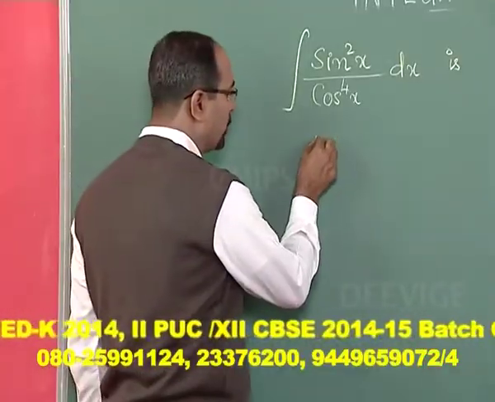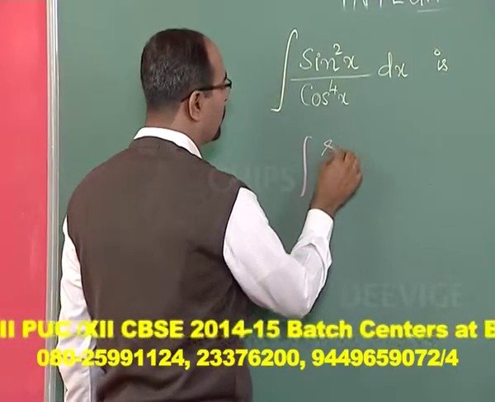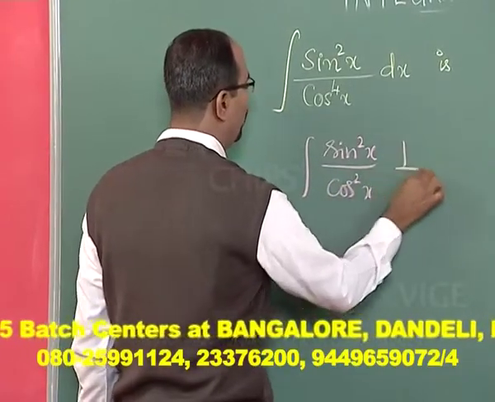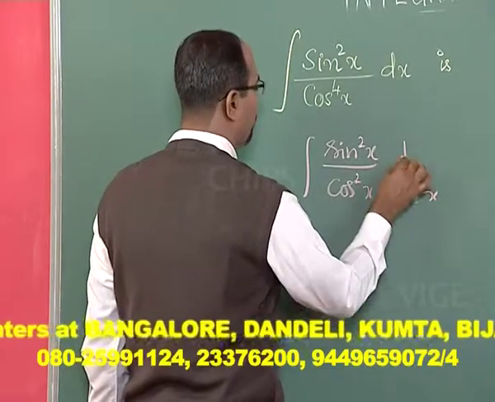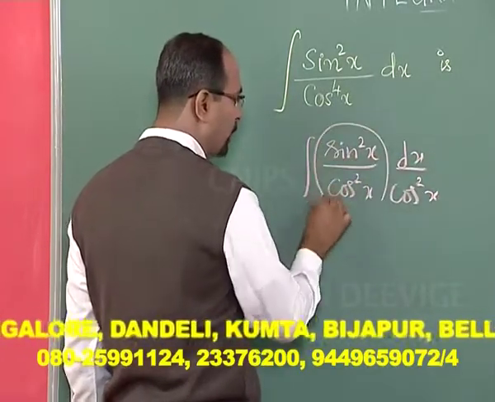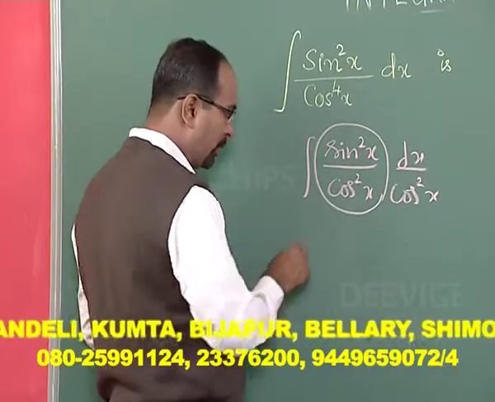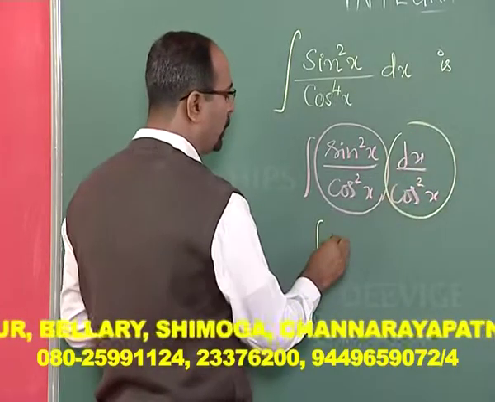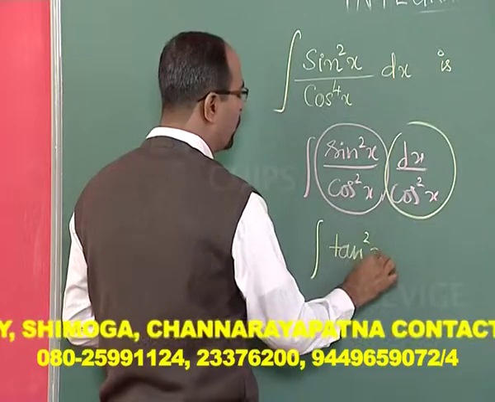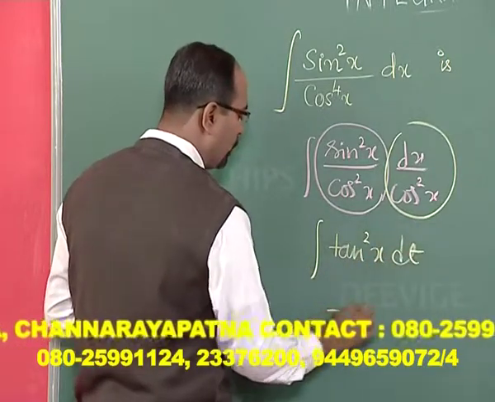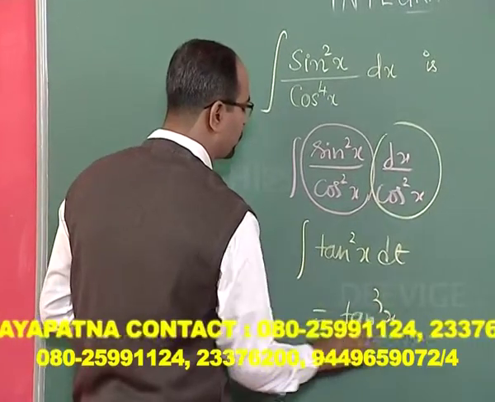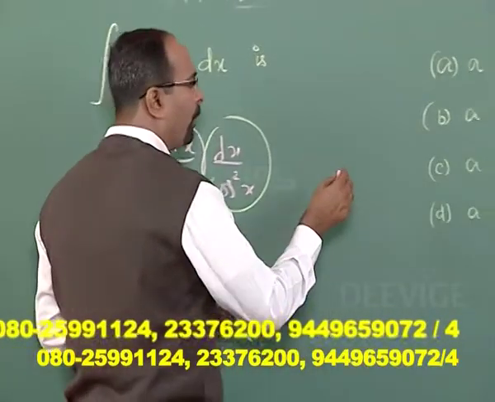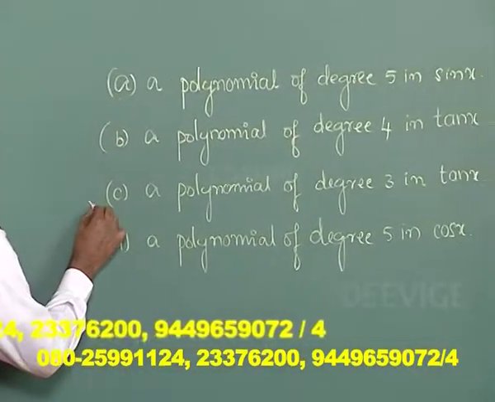You can rewrite this as the integral of sin square x over cos square x into 1 over cos square x dx. This is tan square x. In this, put tan x as t, secant square x dx, that is dx by cos square x, will be dt. So we will get the integral of tan square x dt, that is equal to tan cube x by 3 plus c. That clearly says option C, a polynomial of degree 3 in tan x, is correct.